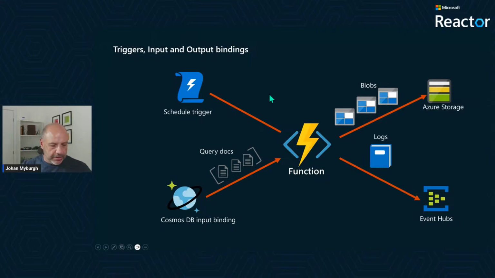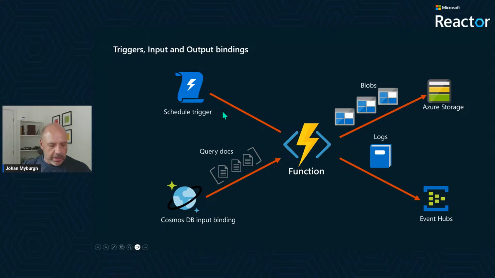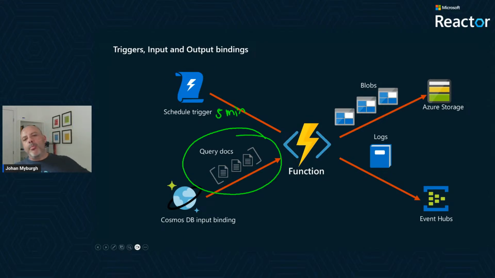Because a schedule trigger is not an input, what I'm going to do is say every 5 minutes, because this might be a 5-minute trigger, this function is going to trigger itself with that timer. It's going to run a query on Cosmos DB, bring back some Cosmos DB documents, and then write out these documents into Azure storage, but it's also going to write out some of that content onto event hubs.